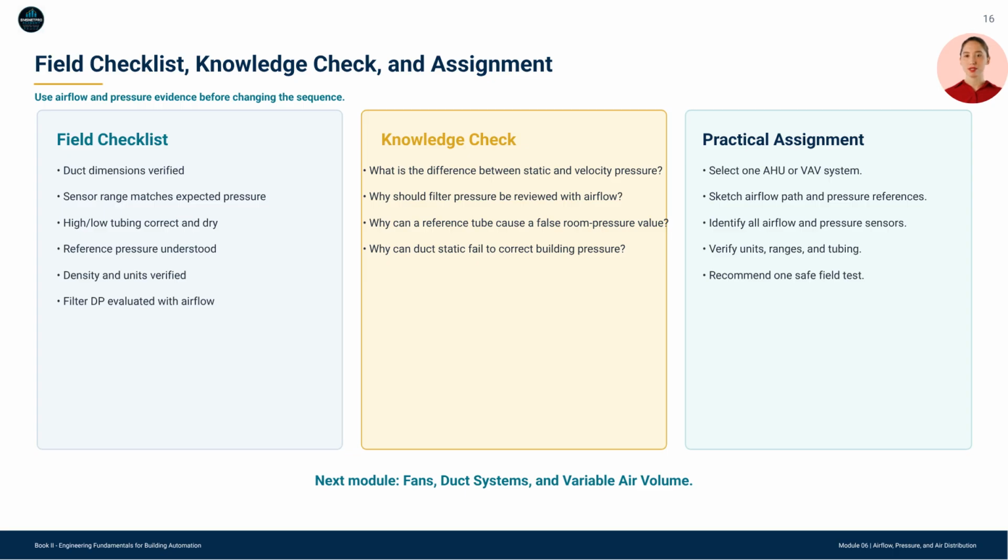To complete this module, apply the checklist to one AHU or VAV system. Sketch the airflow path, identify the fan, supply duct, branches, terminals, diffusers, return path, and pressure references. Then identify every airflow and pressure sensor that affects control, alarms, or reporting. Before recommending a sequence change, verify the basics: duct dimensions, sensor range, high and low tubing, reference pressure, units, density assumptions, and filter differential pressure with airflow context.